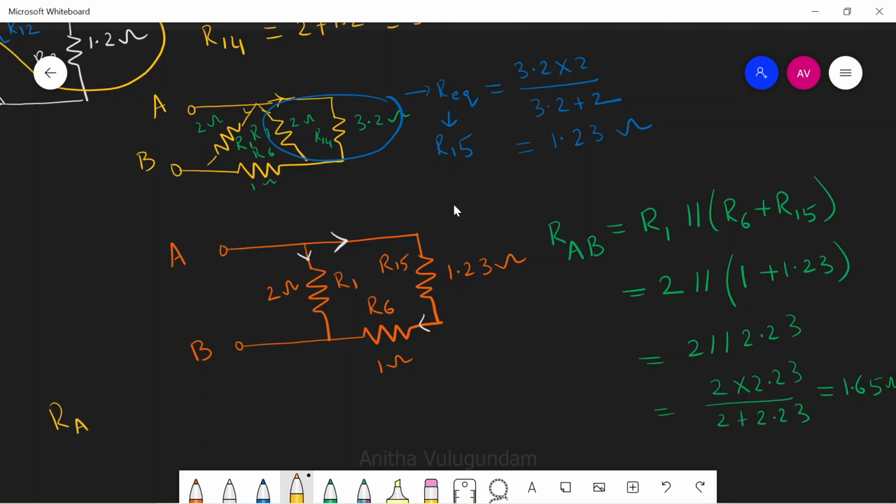Therefore, RAB equals 1.65 ohms is the final answer.